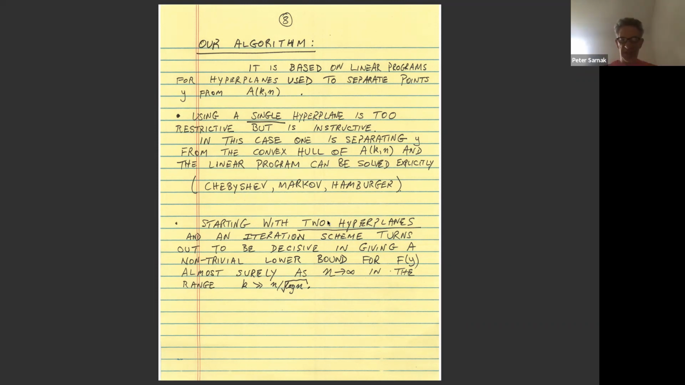However, if we start not with one hyperplane, but at least two hyperplanes, and then iterate, that's our scheme, then it turns out to be decisive, at least in this range. Asymptotically, we will always succeed with probability 1. That's the basis of that whole scheme. So the point is to start with two hyperplanes. I'm going to explain where those two hyperplanes are coming from in our attempt to decide whether a point is in the set AKN or not.